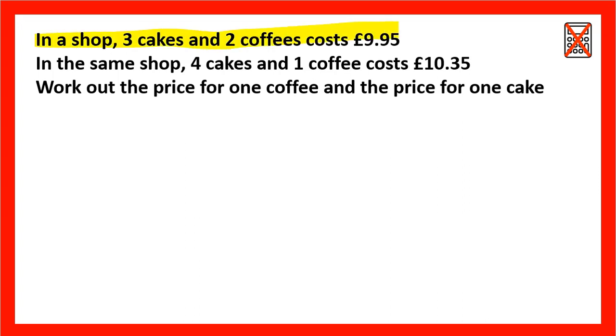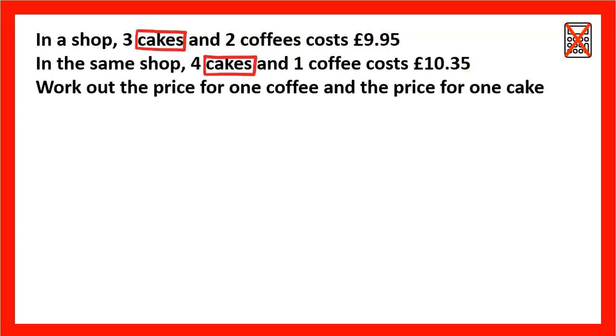In a shop, we have 3 cakes and 2 coffees. We don't know how much the cakes are or how much the coffees are, but they do give us a total of some amounts of them. And then we have a second scenario where we have a different amount of the cakes and a different amount of coffee is equal to a different amount. So we've got two different situations with two unknowns. When you see this, this means that simultaneous equations will be helpful to do this.